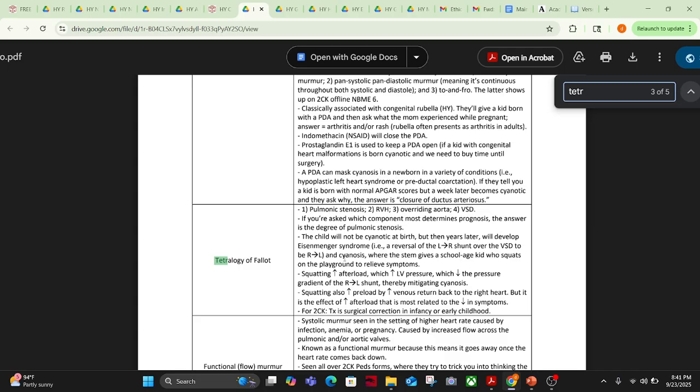Where the stem gives a school-age kid who squats on the playground to relieve symptoms. Squatting increases afterload, which increases LV pressure, which decreases the pressure gradient of the right to left shunt, thereby mitigating cyanosis. Squatting also increases preload by increasing venous return back to the right heart, but it is the effect of increased afterload that is most related to the decrease in symptoms.